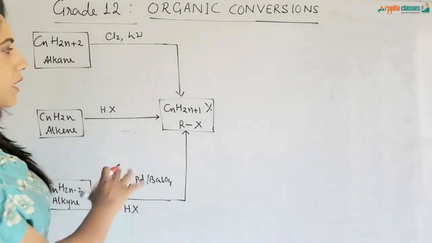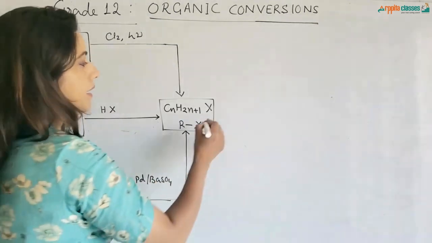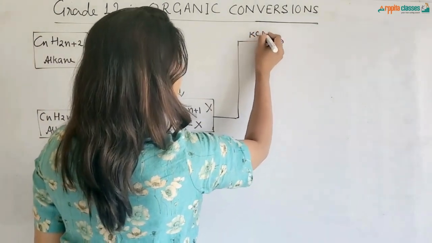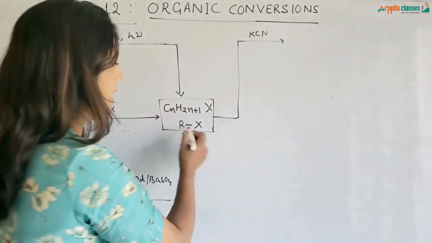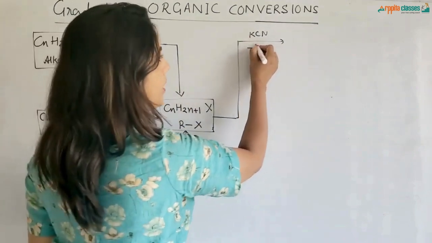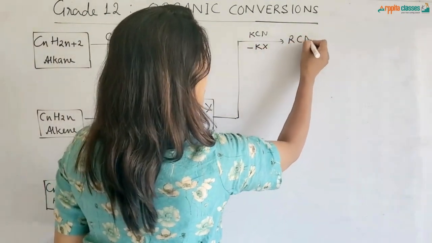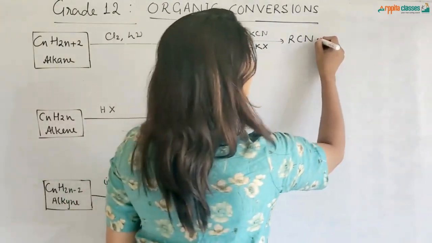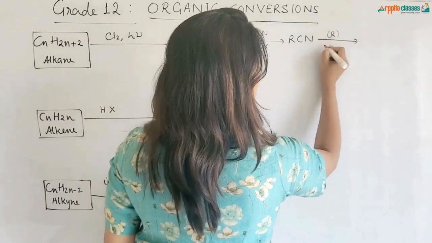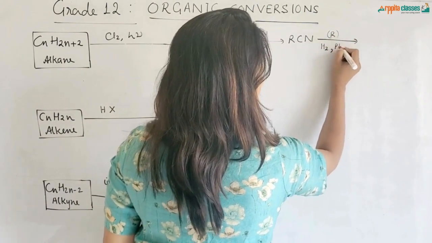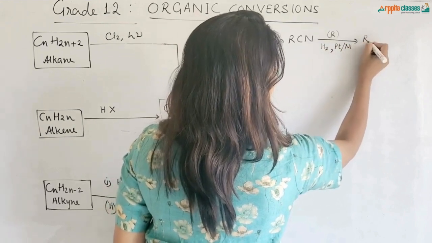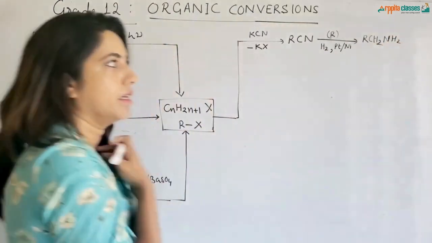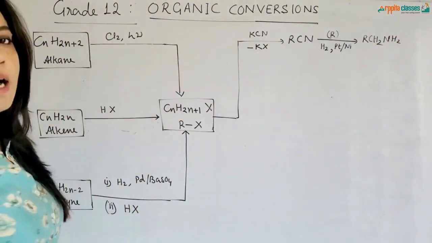Now once all these hydrocarbons are converted into haloalkane, this haloalkane can be treated with KCN. A nucleophilic substitution reaction will go on, KX will come out, and we will get RCN. So it will convert into cyanoalkane or alkyl cyanide. Then we can reduce it with hydrogen in presence of platinum or nickel or palladium, and we'll get RCH2NH2, that is amine. So from haloalkane we converted it to amine.